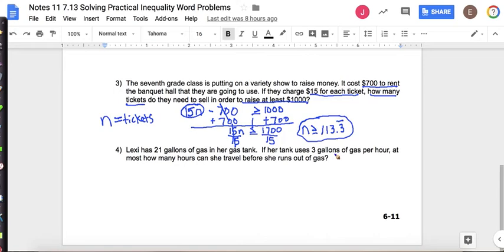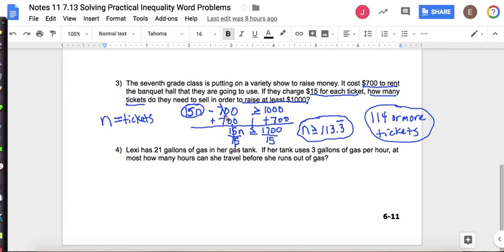Okay, now, guess what? You can't sell 0.3 of a ticket. So we have to sell greater than or equal to 113.3 repeating. Well, if we're going to sell at least $1,000 and we can't sell part of a ticket, we have to go to the next ticket. So what comes after 113.3 repeating? 114. So we have to sell 114 or more tickets because it said at least. So we have to sell 114 or more tickets to raise $1,000.